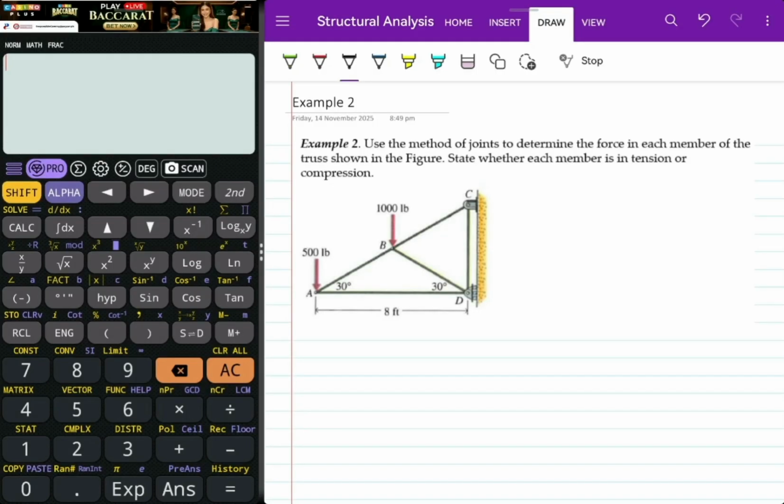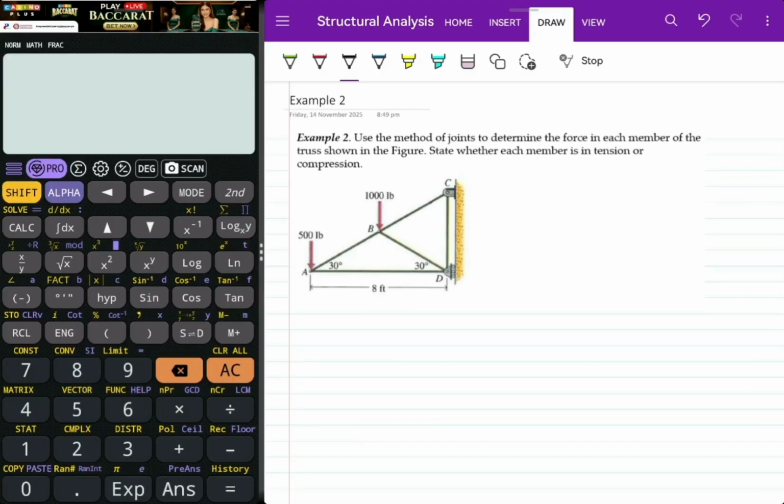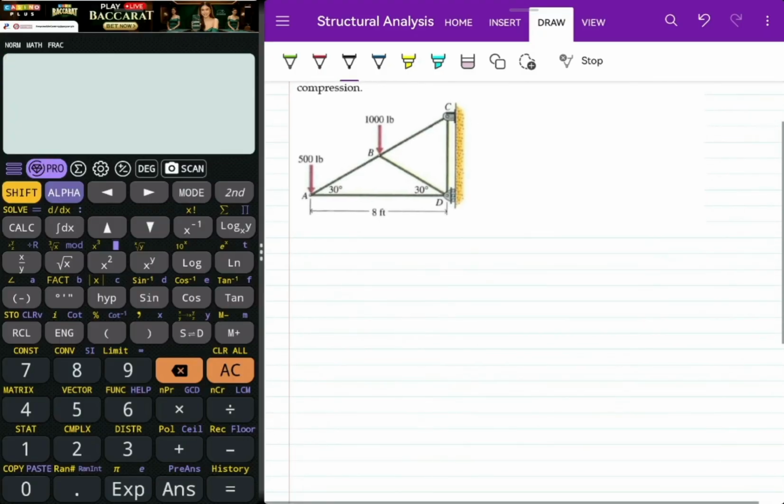Example 2. Use the method of joints to determine the force in each member of the truss shown in the figure. State whether each member is in tension or compression. At A, we have two unknown forces. This is joint A.